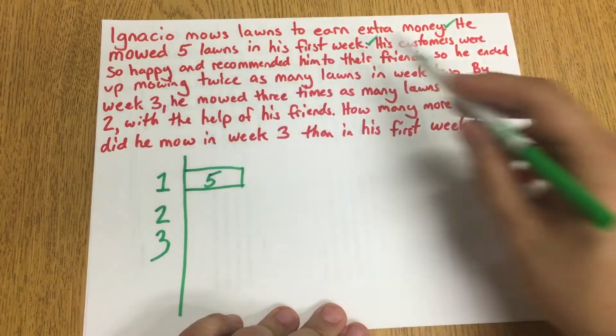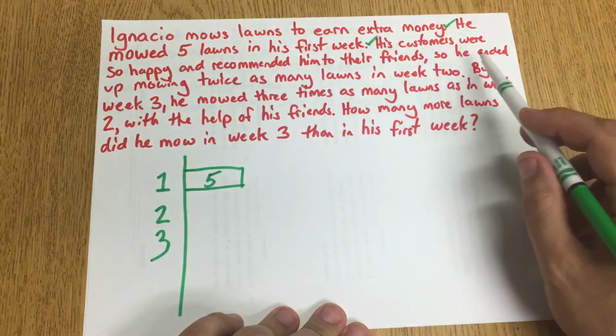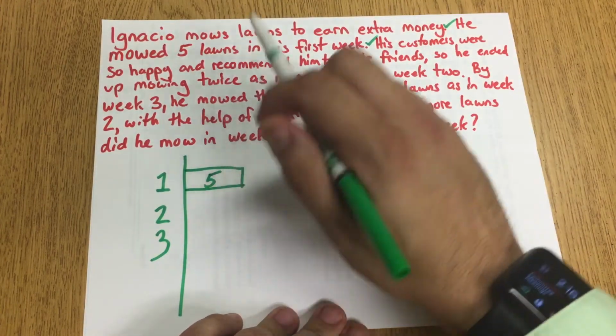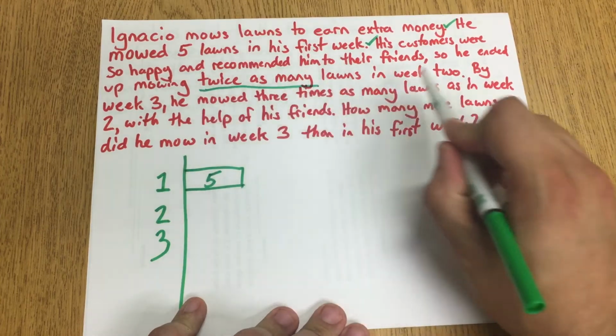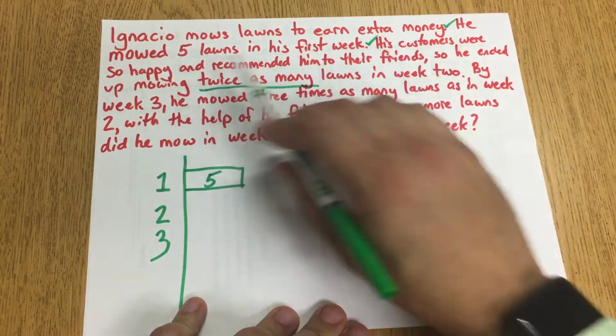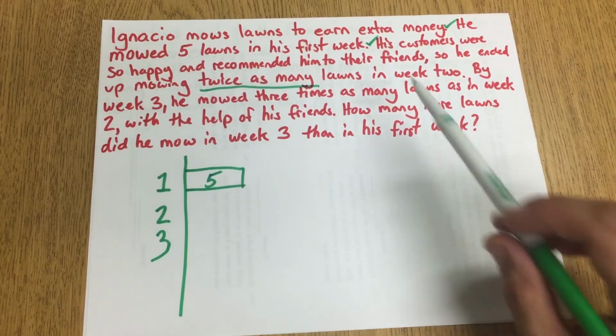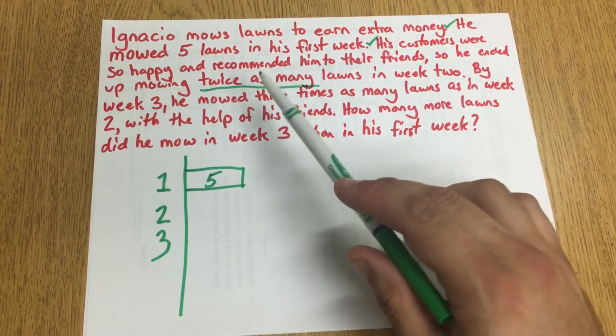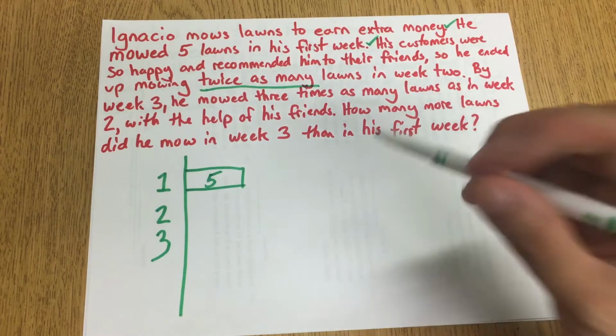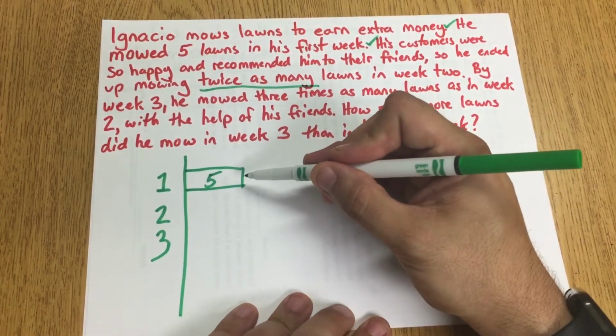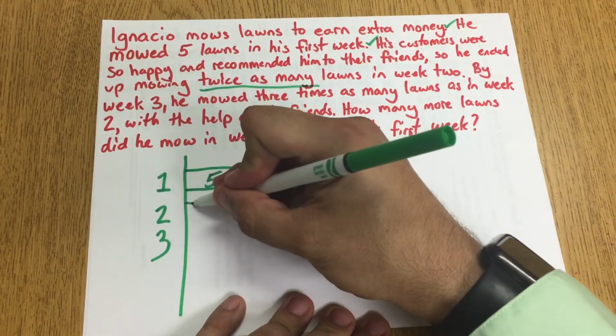His customers were so happy and recommended him to their friends, so he ended up mowing twice as many. Here's where we get the useful information. The whole part about his customers being so happy and recommending him, that's background knowledge. That's not necessary for us. What we do need to know is that he ended up mowing twice as many lawns in week 2. So if he mowed 5 lawns in week 1, he mowed 10 lawns in week 2.